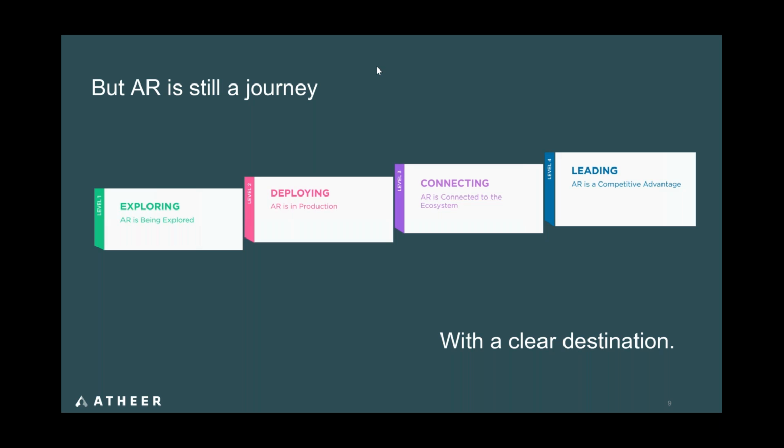And the way we look at it, there's 4 pieces to it. In stage 1, or level 1, you're exploring AR. You're trying various different things because it looks interesting and maybe you've got a use case in mind. If that's successful, and we'll go into detail about how you would measure whether or not it's successful, then you're going to actually start deploying it. And you're going to have AR in production in some element of your enterprise.